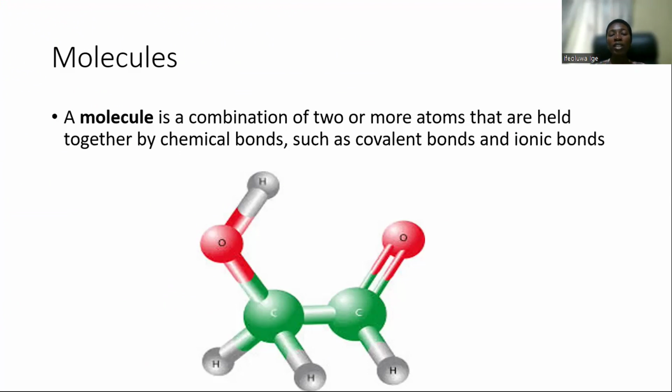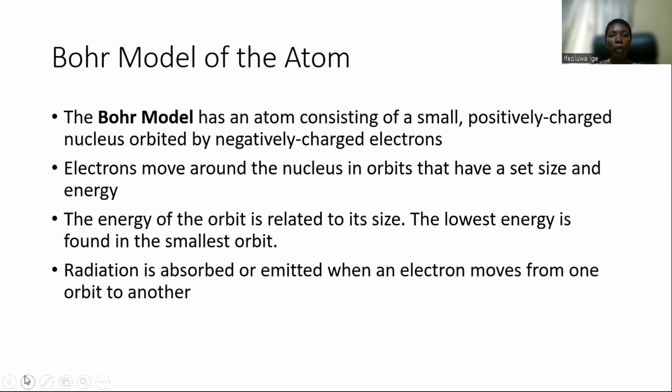For example, in this image that you are seeing here, we have two carbon atoms, two oxygen atoms, and four hydrogen atoms. That means we have carbon, oxygen, and hydrogen coming together to form a particular compound. That is what a molecule is called: different atoms coming together to form a molecule.